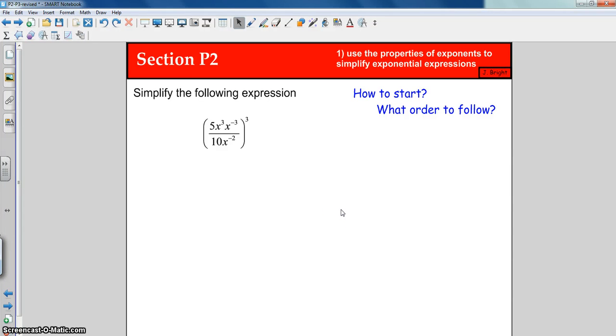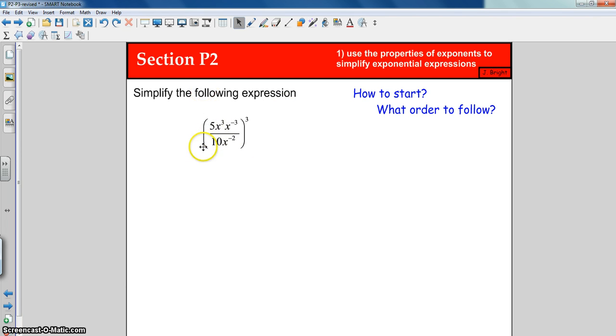In the last video, we talked about the laws of exponentials. And so in this video, what we're going to do is work on simplifying exponential expressions. Alright, so let's begin with a problem. We have been given the instructions to simplify the following expression, and here's our expression.